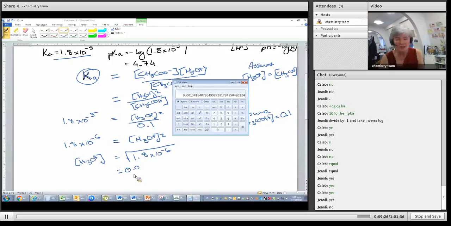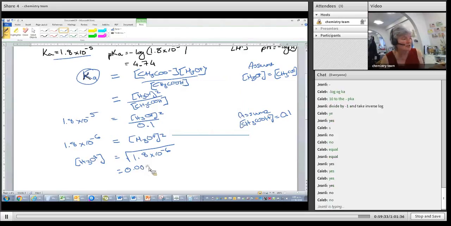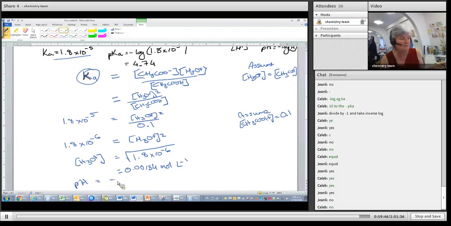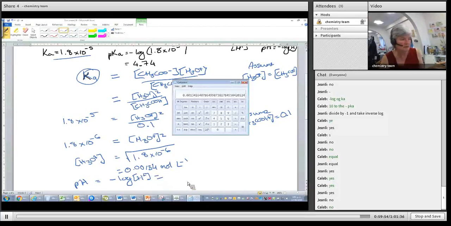Have I finished? Have I answered the question? Because this is moles per liter. Nope, I've got to do the pH. So pH is equal to the negative log of H plus, or hydronium ion. So if I now take the negative log, it's 2.87.